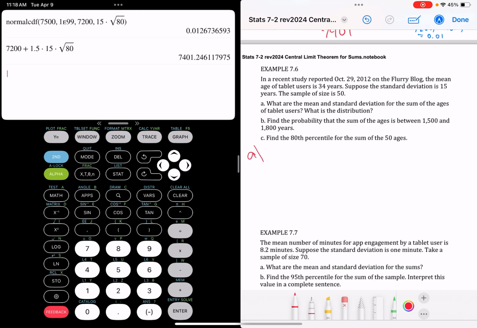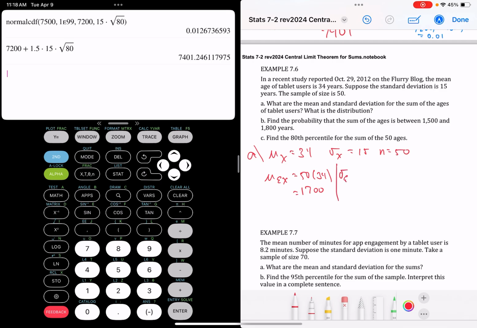So on letter A, let's see here, we start with our normal mean. The mean, they said, was 34, and our standard deviation of x is 15, and n is going to be 50. So the mu of the sum of x is going to be 50 multiplied by 34. And so 50 times 34 is going to end up being 1,700. Basically half of 34 is 17. Add the zeros in there, so we got 1,700.